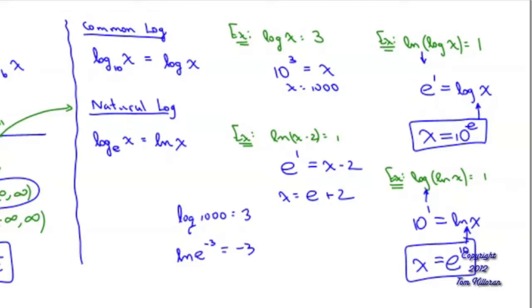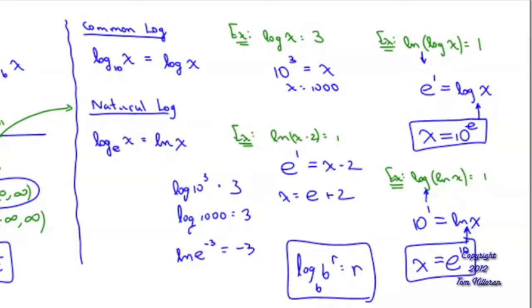Up here, I could have written this as log of 10 to the third is equal to. What power do you raise 10 to get 10 to the third? It's one of those laws we went over: log base b of b to the r is equal to r. They're inverse functions, so they go poof, and the r kind of pops out. It's one way of looking at it.